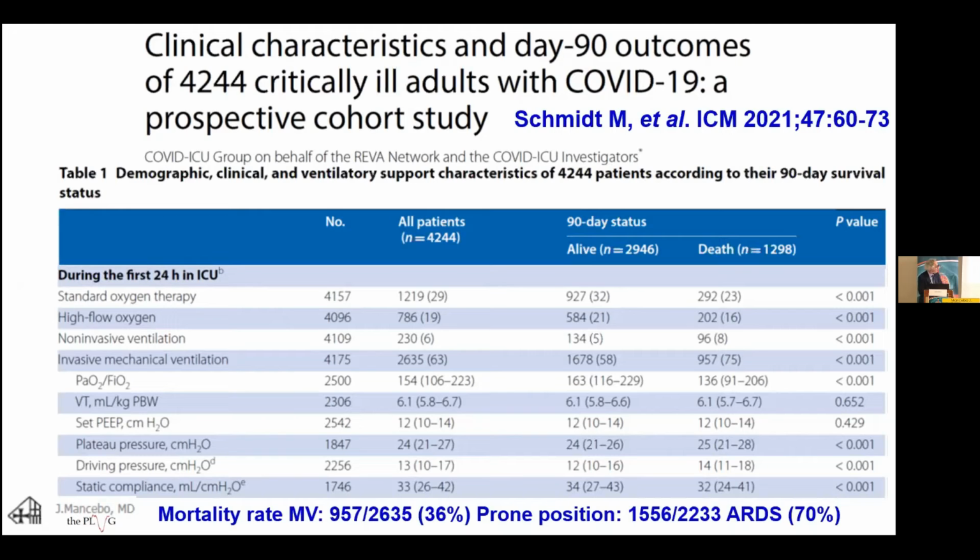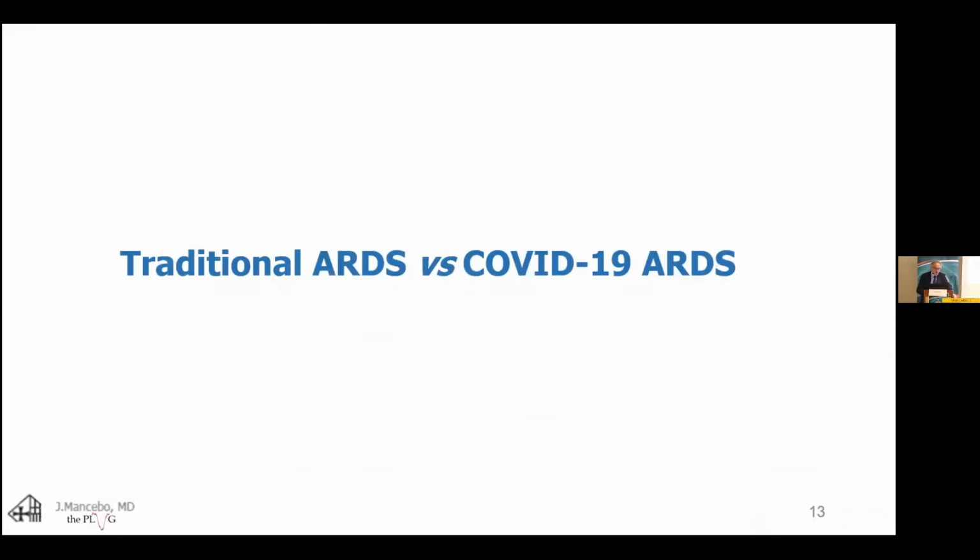This, across many centers in France, is, as far as I know, the largest series published up to date. More than 4,000 patients, of whom 2,600, 63%, were intubated and mechanically ventilated, with 36% mortality. And of those patients having ARDS, again, similar data to ours, there is 70% use of prone position in these subjects. This is an issue of interest.